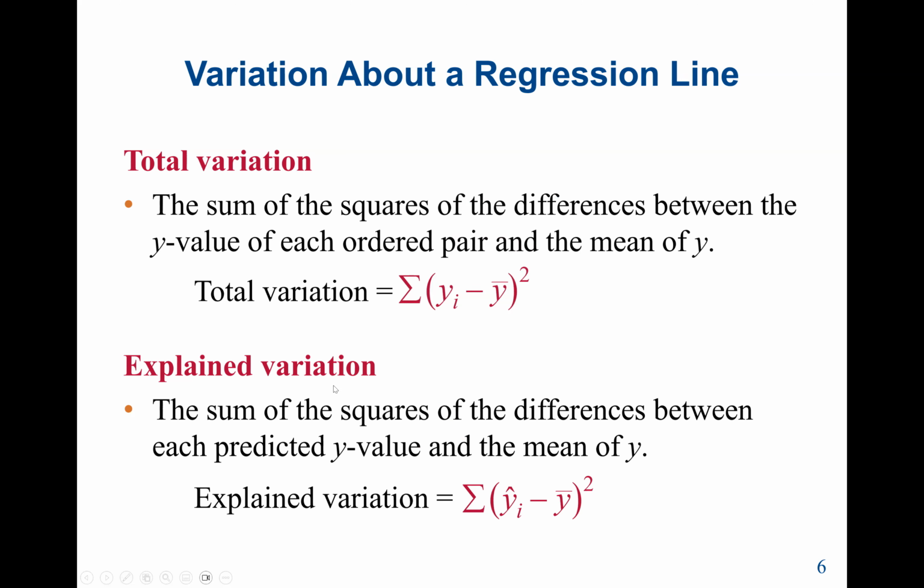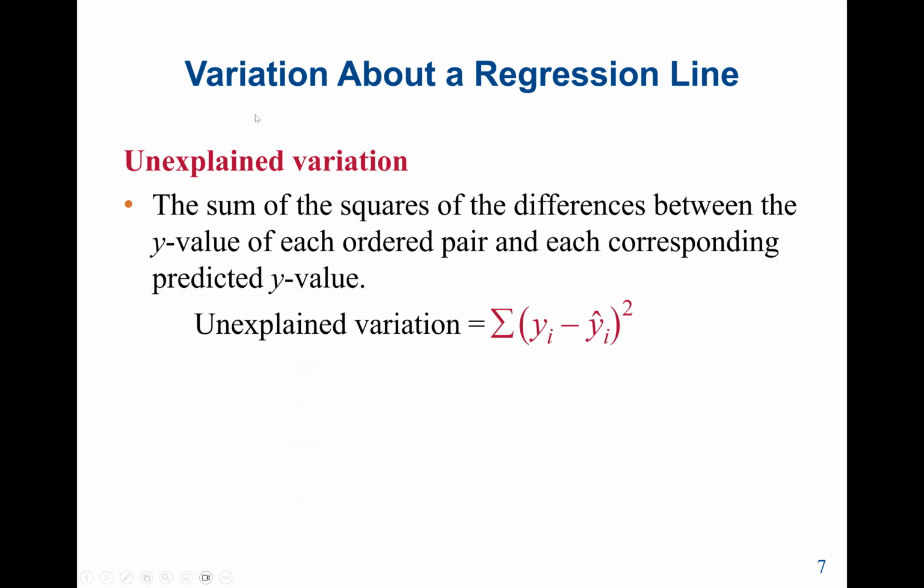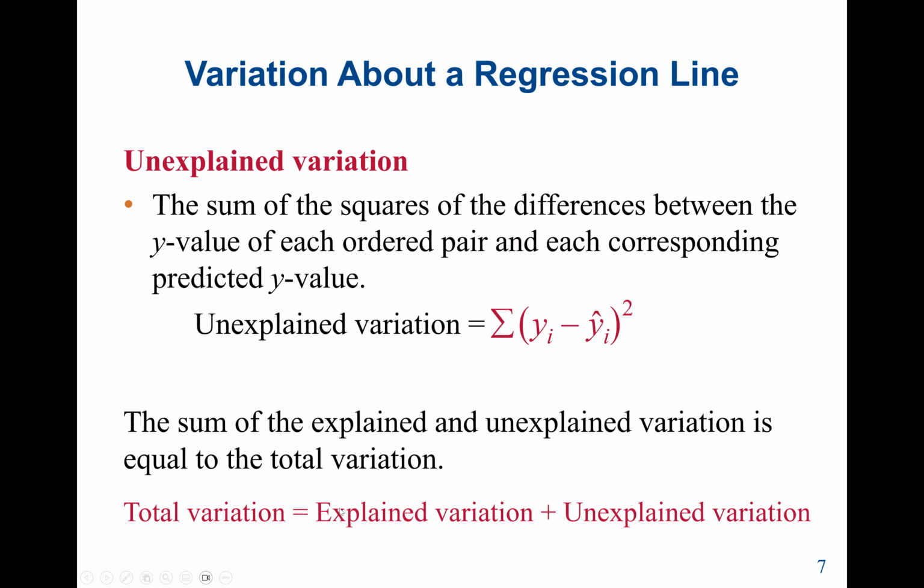Now to find the explained variation, it will be the sum of the squares of the differences between the predicted Y value and the mean of Y. Next, we find the unexplained variation, which will be the sum of the squares of the differences between the Y value of each ordered pair and each corresponding predicted Y value. So the sum of the explained and unexplained variation is equal to the total variation. So total variation equals explained variation plus unexplained variation.